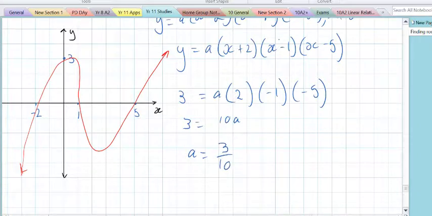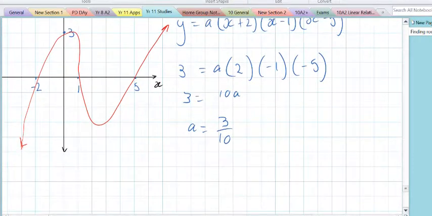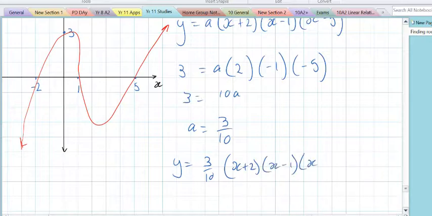Okay. So our entire cubic formula is 3 over 10 bracket x plus 2, x take 1, x take 5. Now if they've asked for it in the general form of ax cubed plus bx squared, etc., you'll then have to expand the brackets out. But I'm not going to go through that now, we're short of time.